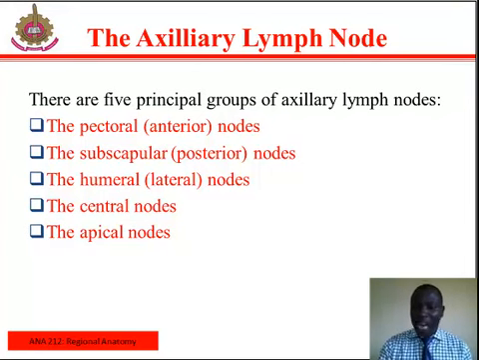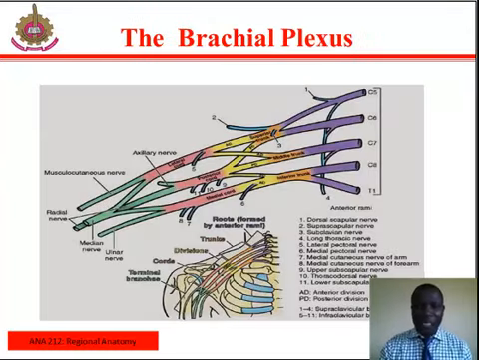The apical nodes are located at the apex of the axilla along the medial side of the axillary vein and the first part of the axillary artery. The apical nodes receive lymph from all other groups of axillary nodes. Cervico-axillary canal, the brachial plexus.